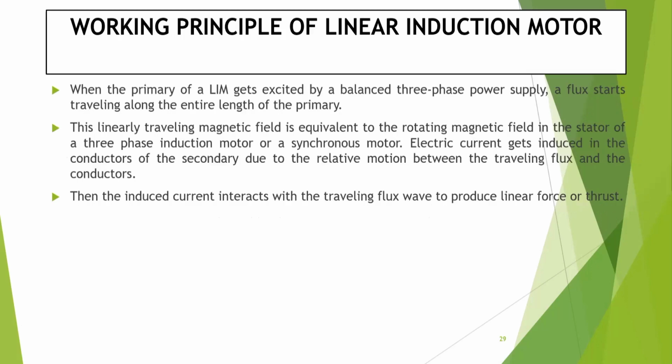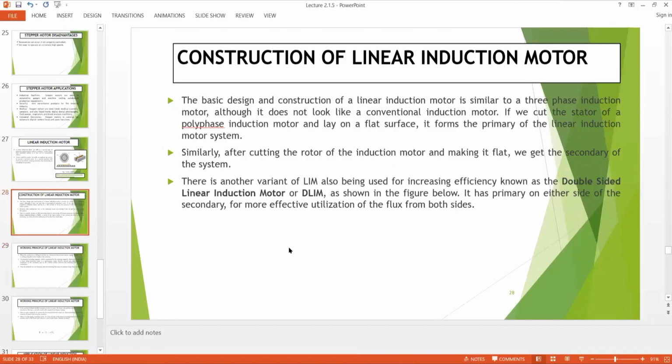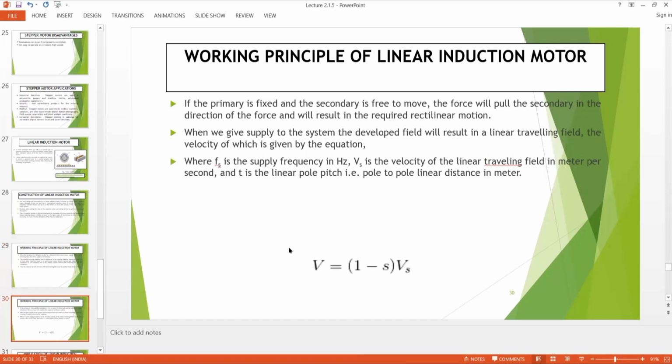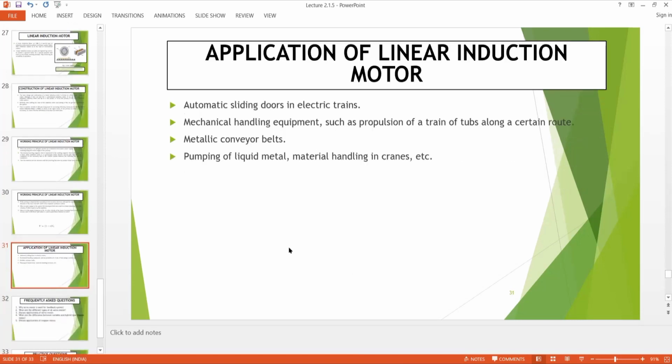The primary of the LIM, you can see, is basically dealing with the winding in it. It interacts with the traveling flux to produce thrust, which is delivered as mechanical output. The LIM gets excited by a balanced three-phase supply. It is very much required. We cannot afford a non-balanced three-phase supply, right? And there is relative motion between the traveling flux and the conductors. So this is the formula, V = (1 - s)Vs. It is exactly the same if you see it; instead of V, it was N, the rotor speed. Now we have the velocity of the rotor, and Vs is the velocity of the stator field.